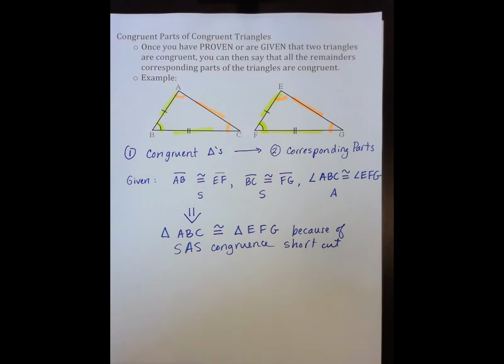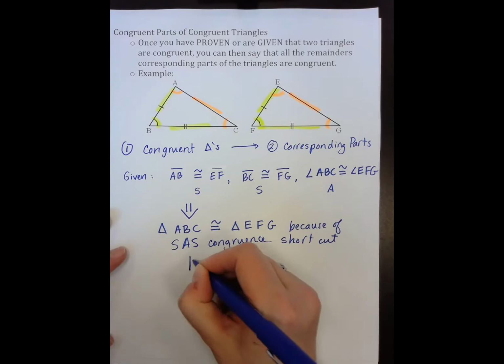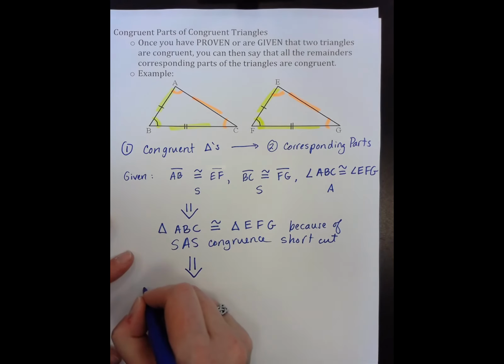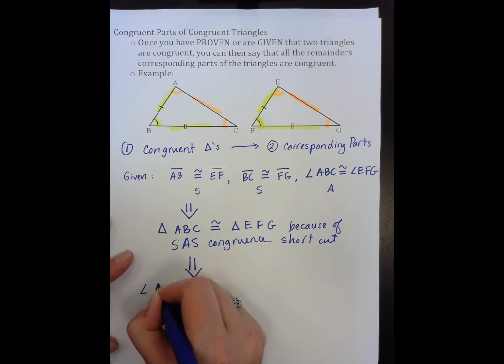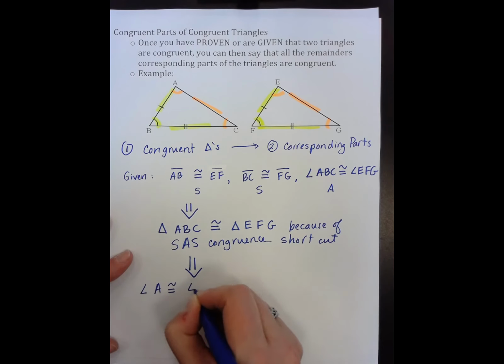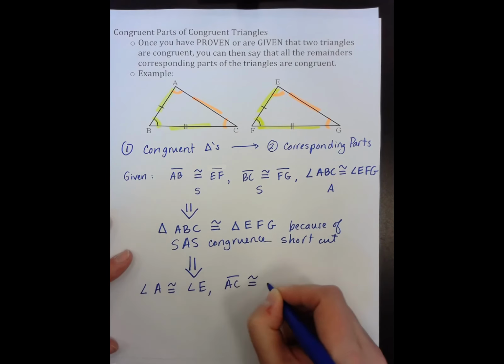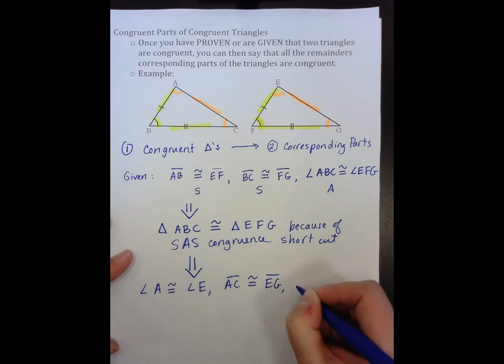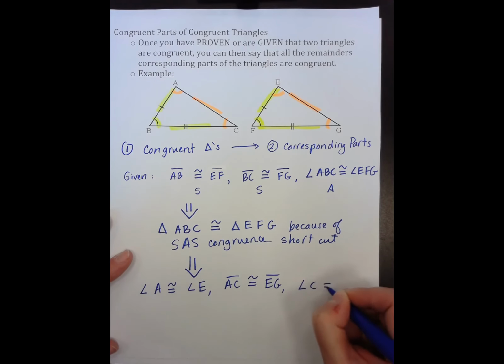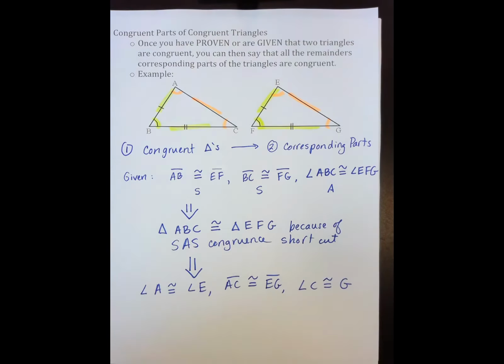That because the triangles are congruent, which is what we proved here, I'm allowed to then say that all the other parts are congruent. So angle A is congruent to angle E, AC is congruent to EG, and angle C is congruent to angle G.